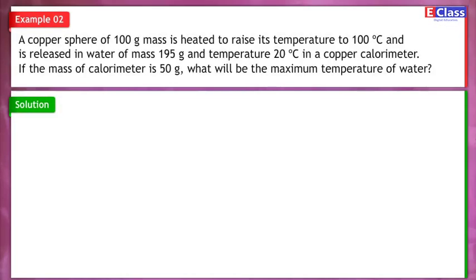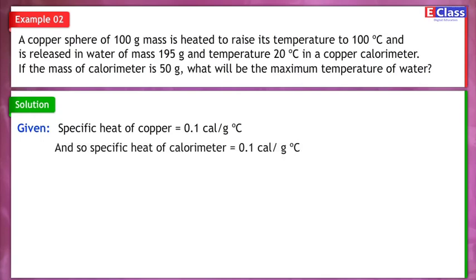Example 2. A copper sphere of 100 g mass is heated to raise its temperature to 100 degrees Celsius and is released in water of mass 195 g and temperature 20 degrees Celsius in a copper calorimeter. If the mass of the calorimeter is 50 g, what will be the maximum temperature of water? Given: specific heat of copper = 0.1 cal per g degree Celsius, and so specific heat of calorimeter = 0.1 cal per g degree Celsius.